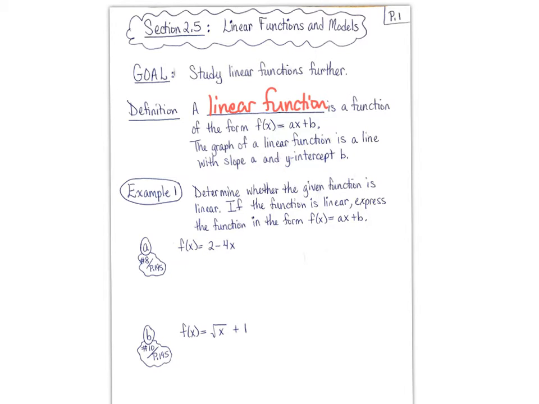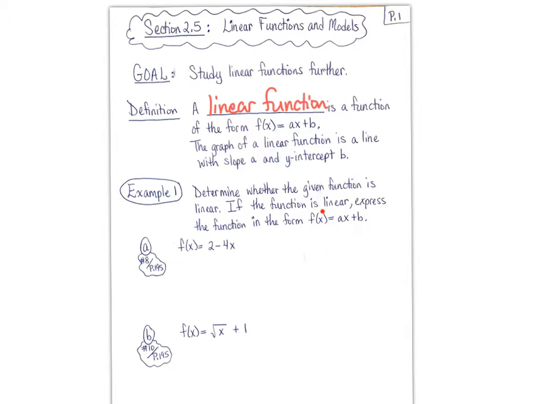A lot of you learn it where instead of a you have what? M. Feel free to write m if you don't want to write a. This really does not matter which one you write. If you feel more comfortable seeing that as mx plus b, then you write it as such. Okay? I'm okay with that. All right? So now, note that the graph of a linear function is a line with slope a and y-intercept b.